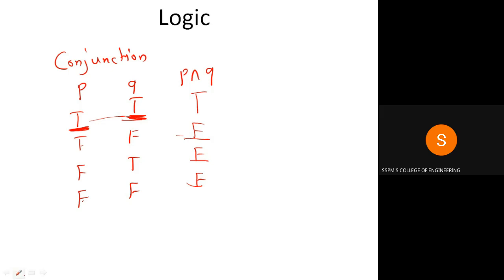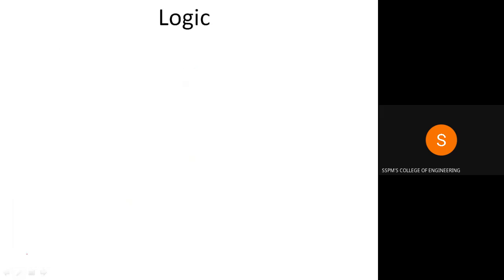This is conjunction. Now we will see disjunction. What is disjunction? Disjunction is indicated by this operator. It is called the OR operator.